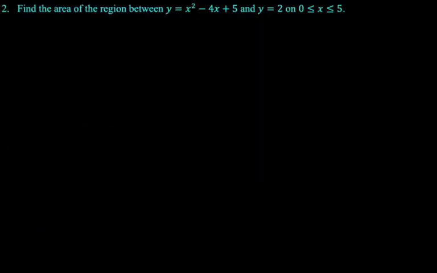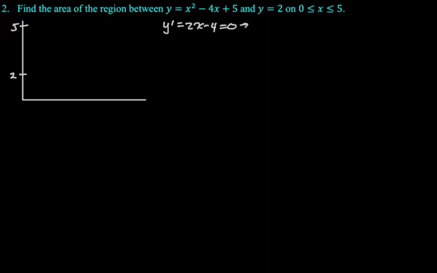Find the area of the region between y equals x squared minus 4x plus 5 and y equals 2 on 0 to 5. Okay, so let's start with a picture of this thing. We've got a quadratic. At x equals 0, that first thing is 5, so I put 5, and then y equals 2 is the other line. I'm going to figure out the vertex just by using a derivative. I took the derivative, set it equal to 0, and I get 2. That's where the vertex is.